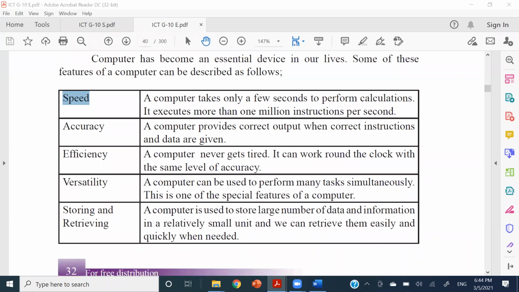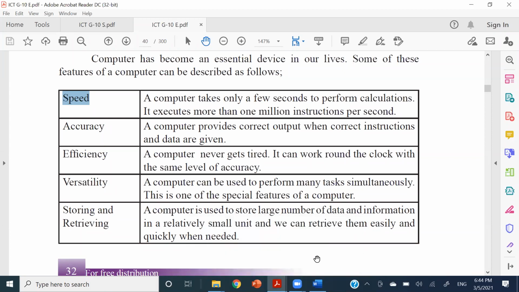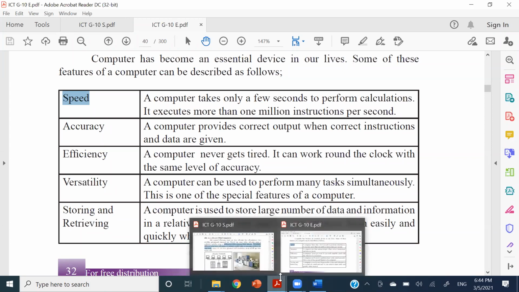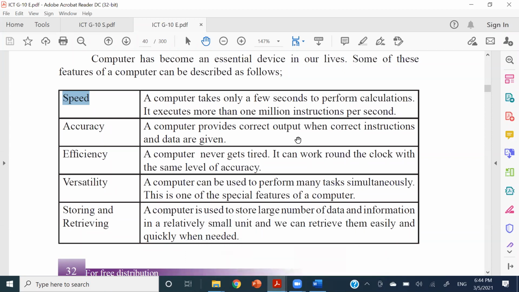So how do we say efficiency in Sinhala? Karyakshamathawa. That means how quickly the work happens, right? What do we call accuracy in Sinhala? Nirwadyathawaya, right? So that is what you call accuracy. Nivaradi bawa, right? So accuracy and efficiency are two factors, and the next one is versatility, right?